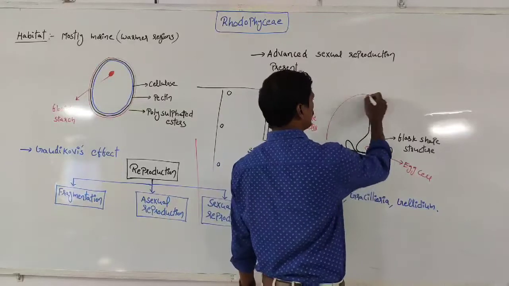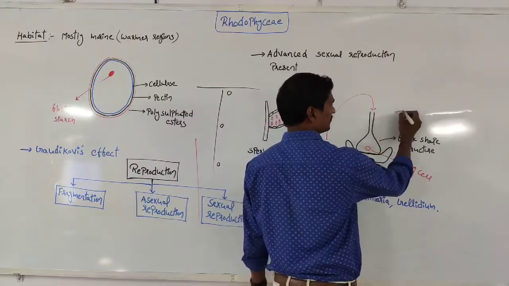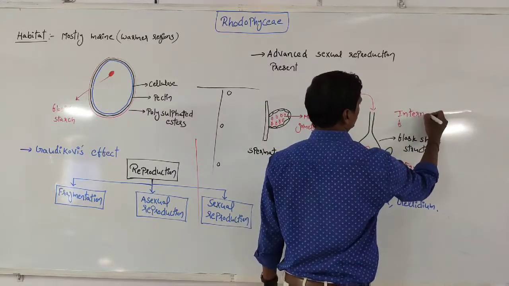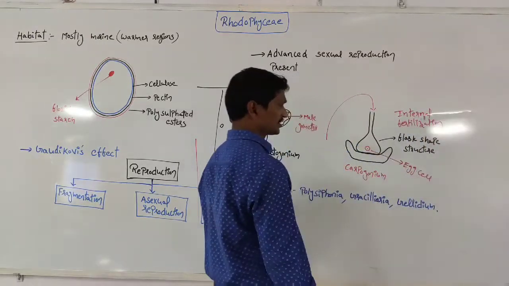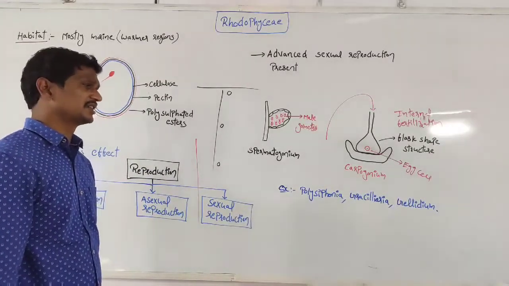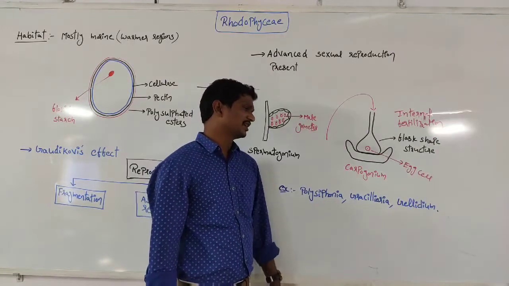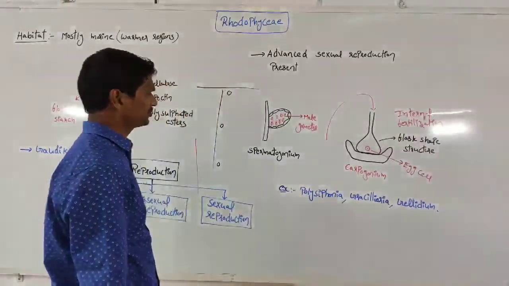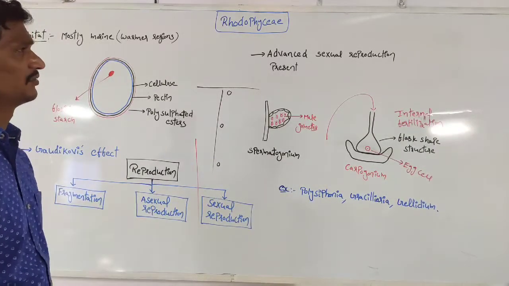And always remember what type of fertilization this is. The male gametes move inside the carpogonium, so it is internal fertilization. Based on these components, the red algae are considered advanced organisms. Examples are Polysiphonia, Gracilaria, and Gelidium. So that is about the Rhodophyceae and their different characteristic features.